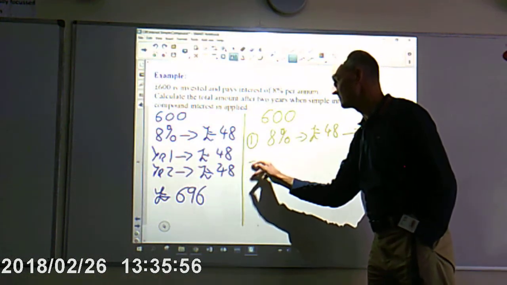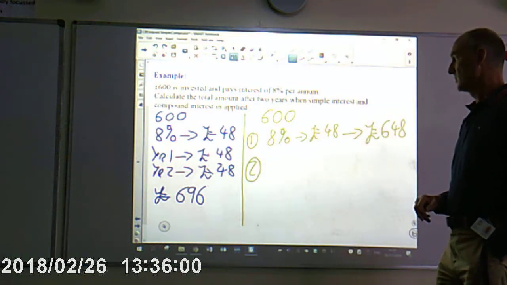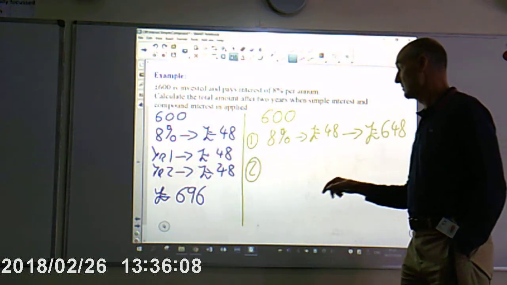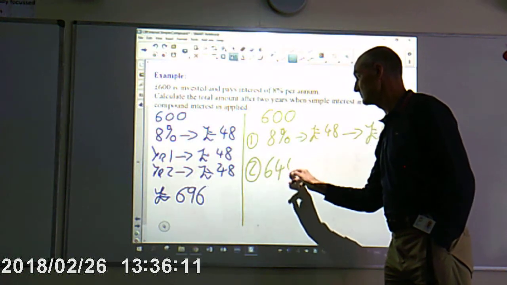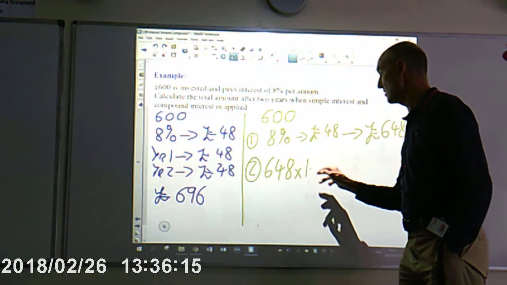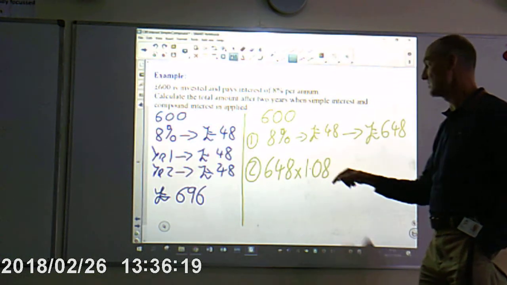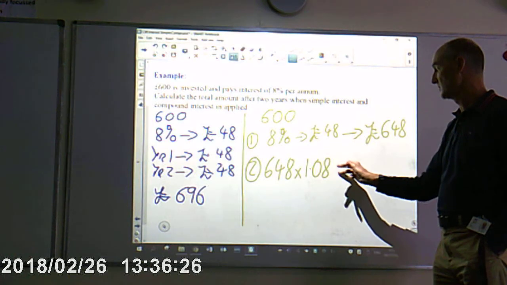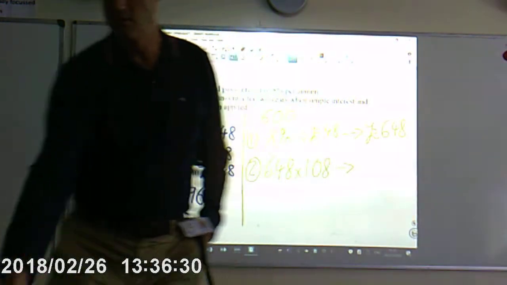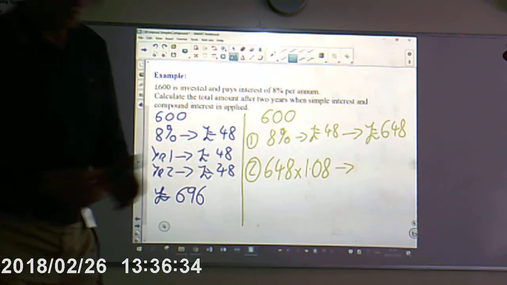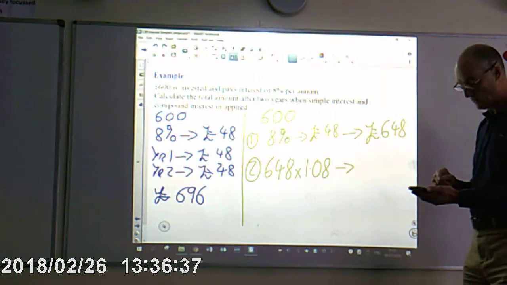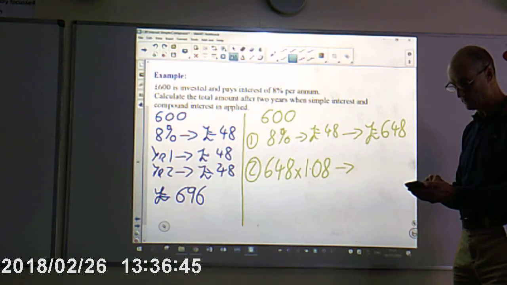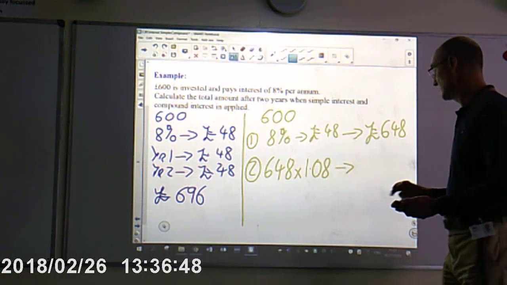So for the second year, I get 8% of £648. So 648 multiplied by my whole, and then my 8%. Forget tenths, hundredths. 8%, 0.08 as a decimal, which actually gives me, if I use my calculator here, 648 multiplied by 1.08 actually gives me 699.